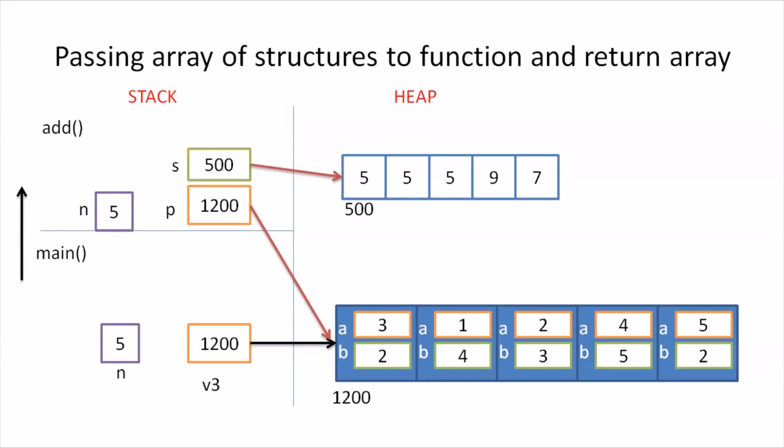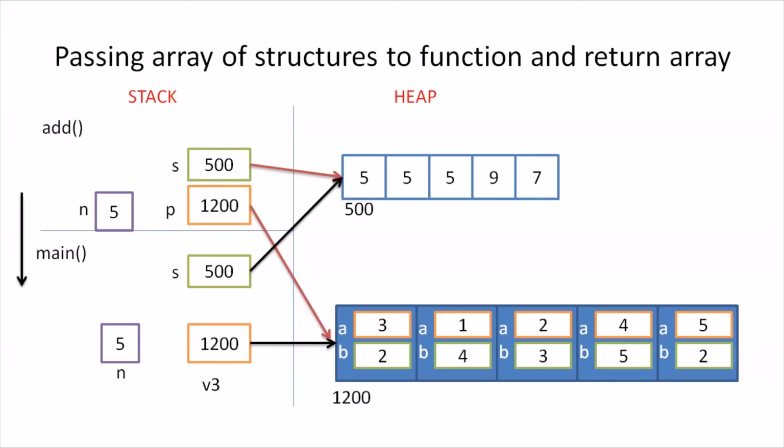Once the computation of the sum of the members of each cell of the array of structure has been completed and updated in the corresponding cells in the integer array, the base address of the integer array that is stored in the variable s is returned back to the main function.